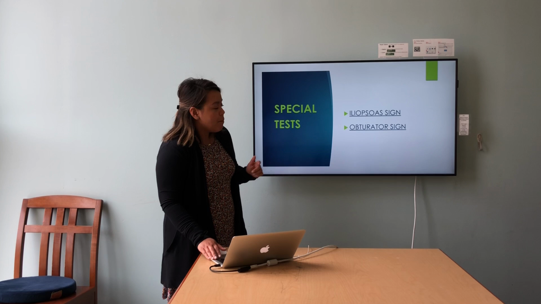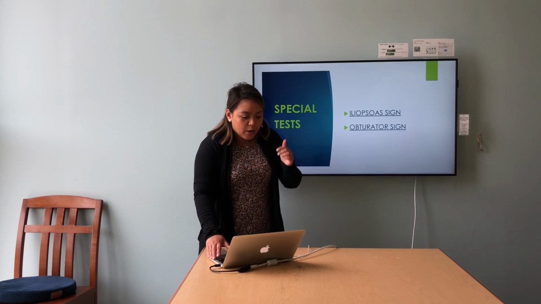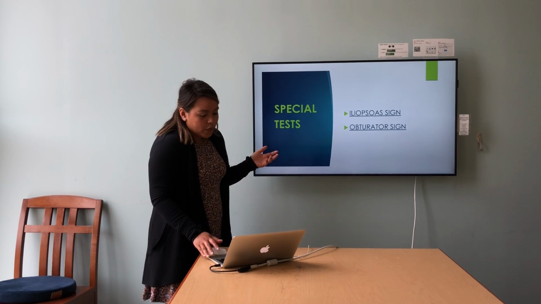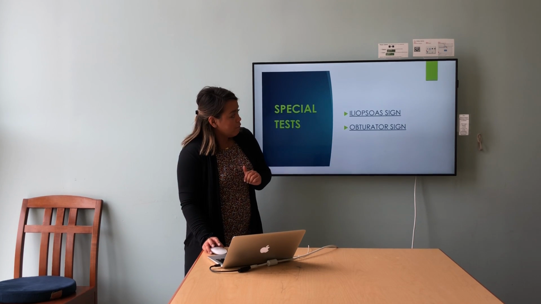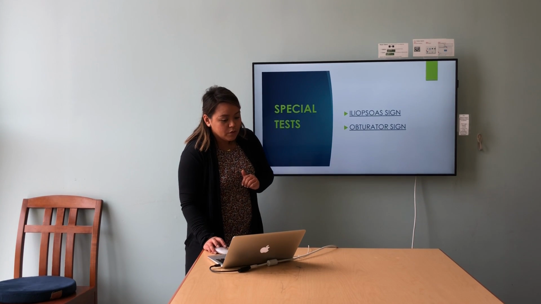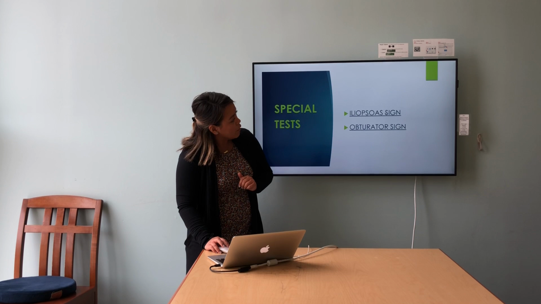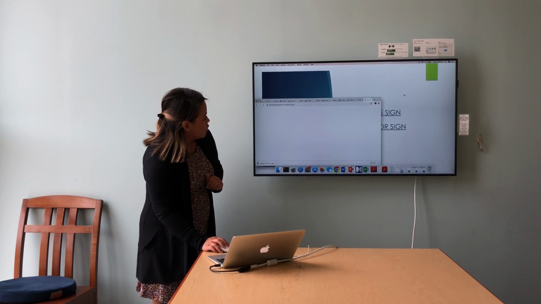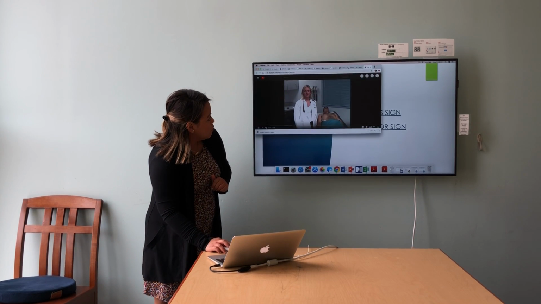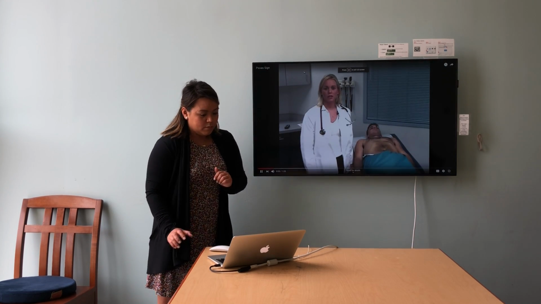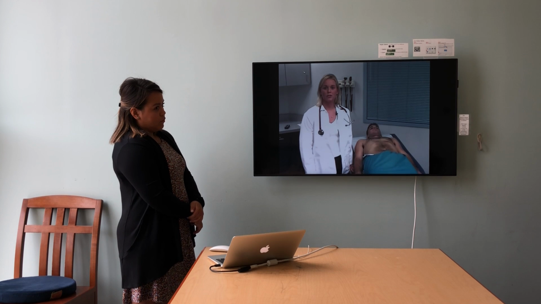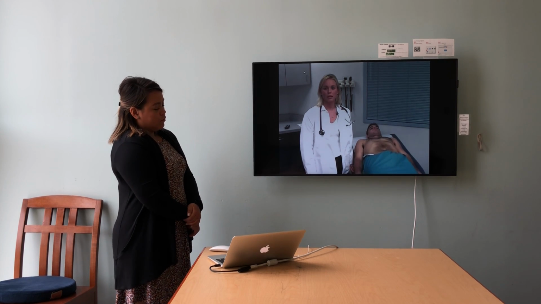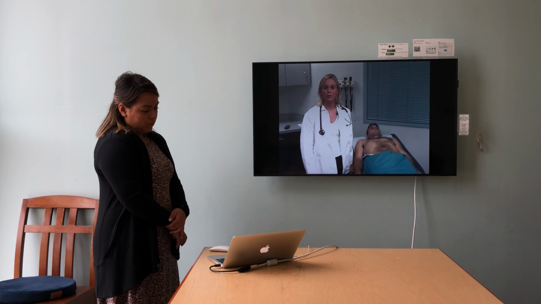Next, we're going to talk about the special tests. These are special evaluation techniques that can help the clinician localize the inflamed appendix, and I'm going to use the video to show you that. A positive psoas sign is another indicator of acute appendicitis. The appendix lies close to the iliopsoas muscle, so if the appendix is inflamed, any maneuver that tenses or stretches the iliopsoas muscle may result in increased right lower quadrant pain.